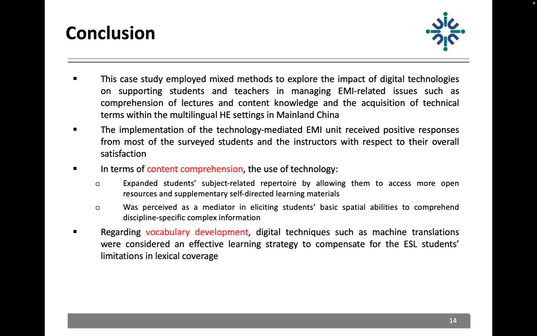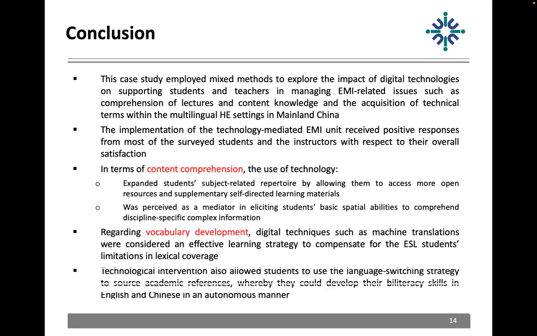And in terms of the vocabulary development, the digital tools such as machine translations were considered an effective learning strategy to compensate for those English as a second language students' limitations in lexical coverage. So technological intervention also allows students to use the language switching strategy to source academic references. Through this way, they could develop their biliteracy skills in English and Chinese in an autonomous manner.